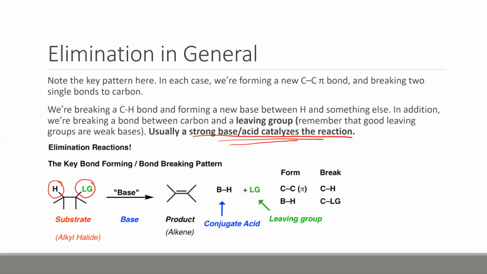But again, you're forming a conjugate acid. This is a base that has picked up your proton, and the leaving group is also removed, and you're forming a double bond.